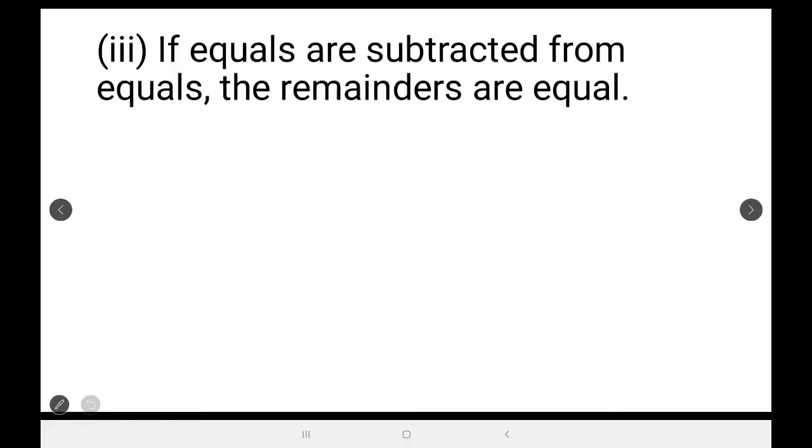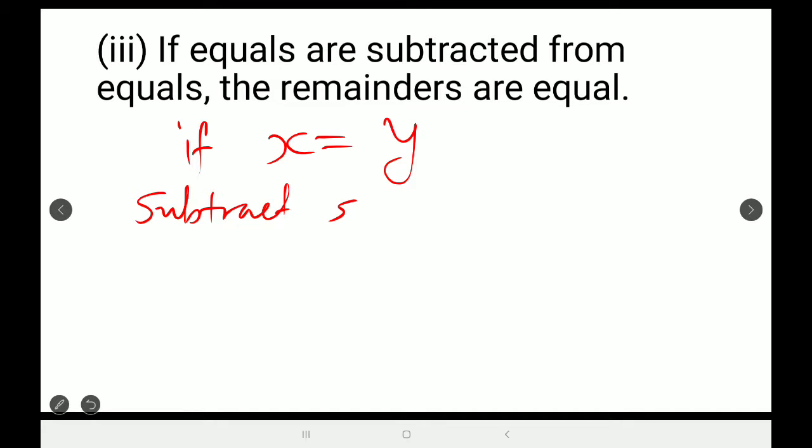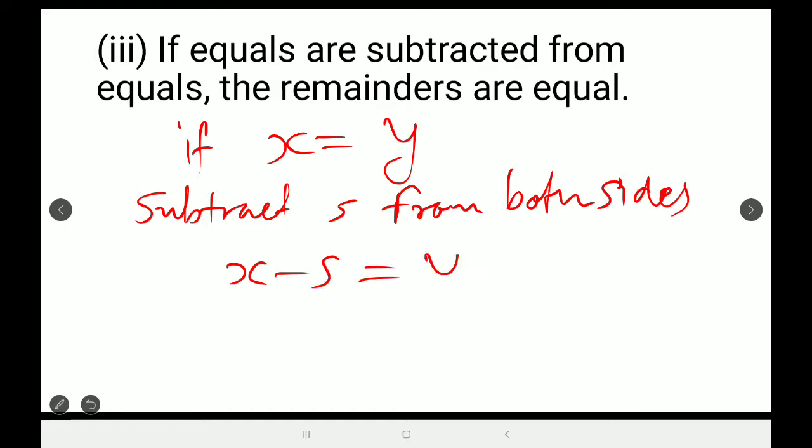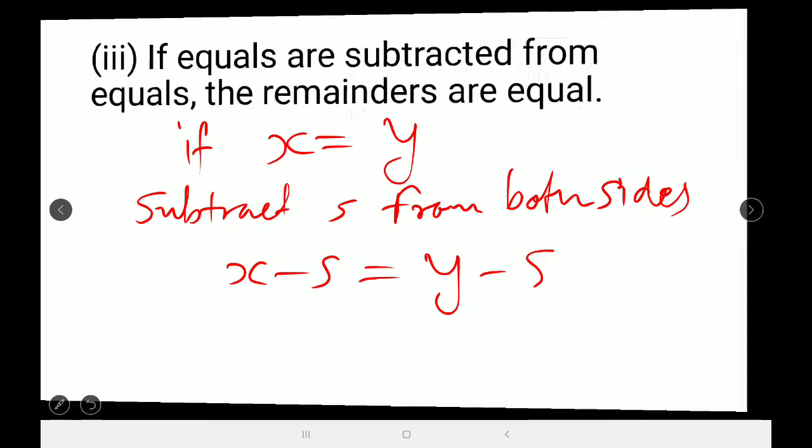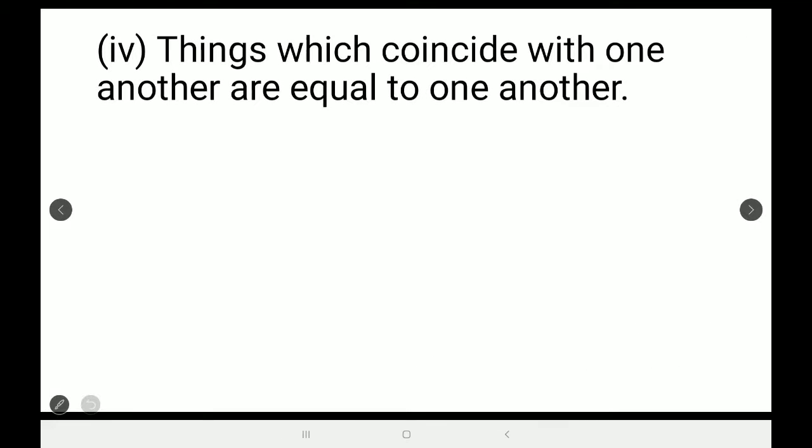Third one, if equals are subtracted from equals, the remaining are equal. Same thing. If x equal to y, subtract 5 from both sides, meaning x minus 5 equal to y minus 5. Done.